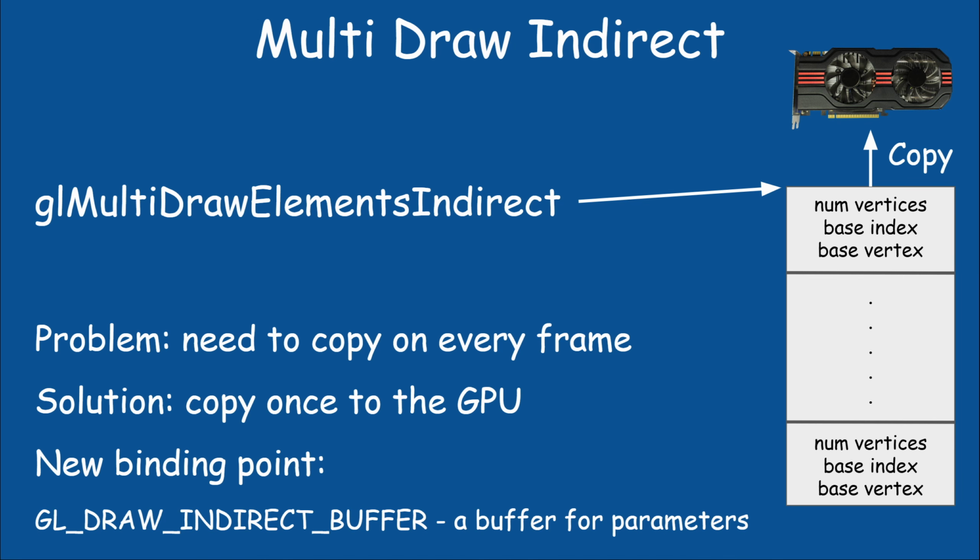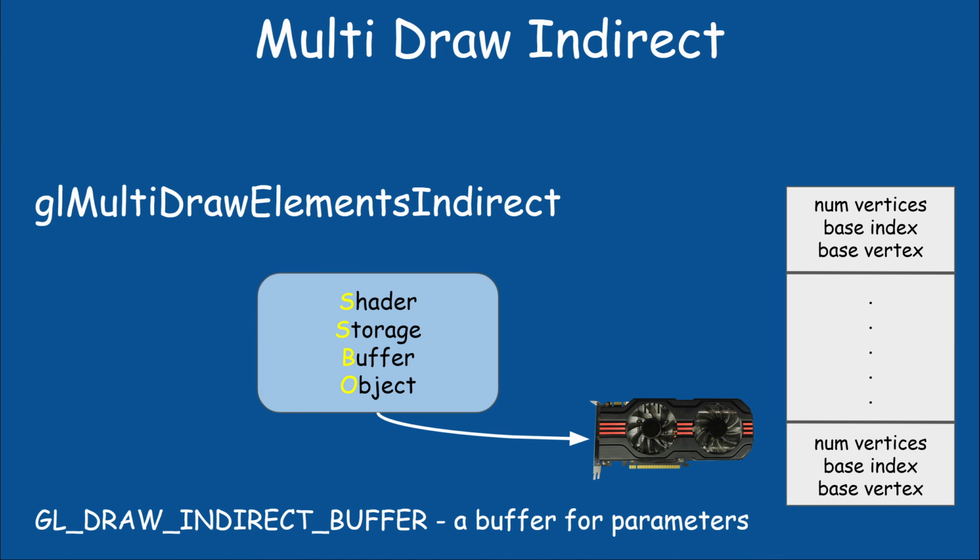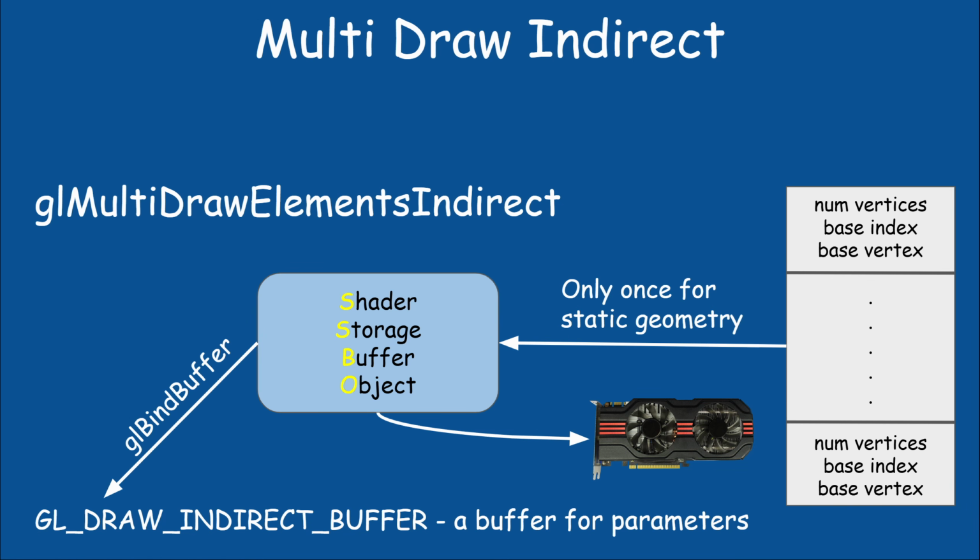Therefore, indirect rendering provides a new binding point called GL_DRAW_INDIRECT_BUFFER. We can create an SSBO in GPU memory, populate it with an array of command structures, and bind it to the new binding point. When you're rendering static geometry, which is loaded once from an asset file and never changes, you can populate the SSBO once during the setup time and never touch it again.